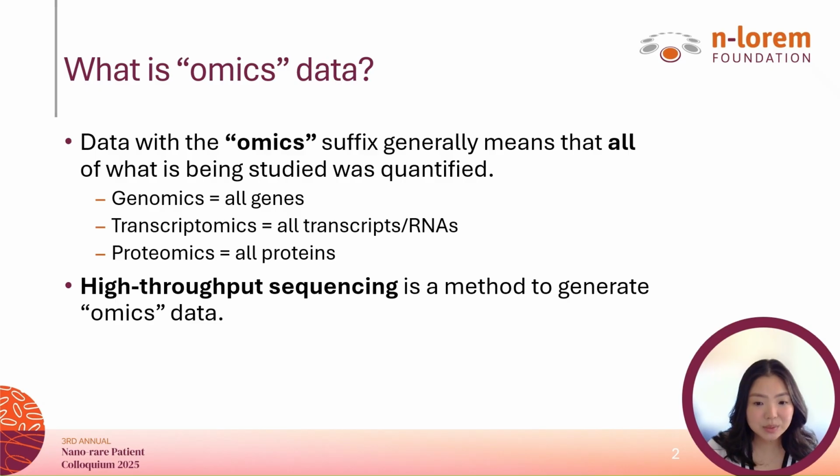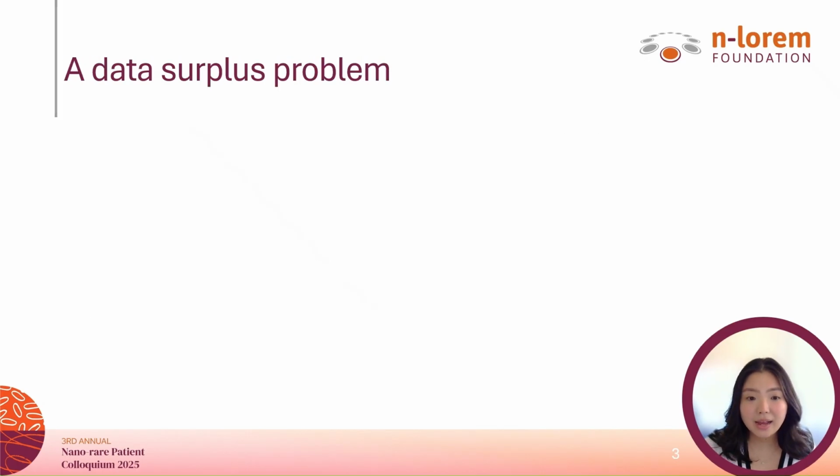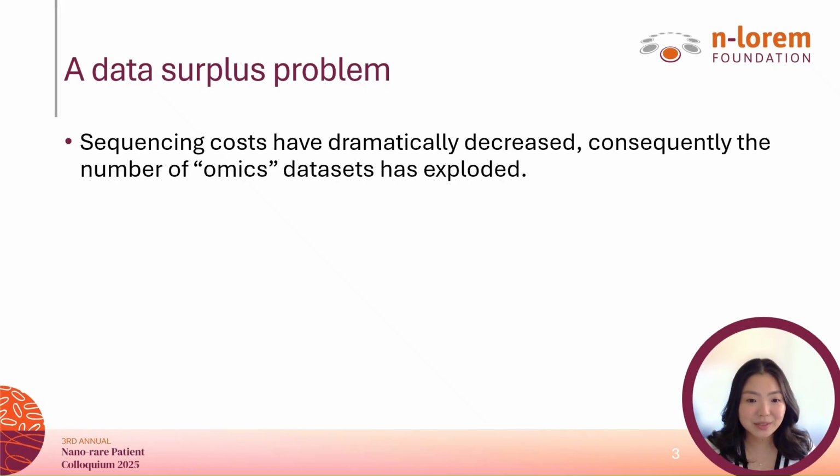And high-throughput sequencing is a method where we can actually generate this omics data. Very simply, high-throughput sequencing is a method where we obtain millions of different sequences all at once. Because researchers have made such great advancements in sequencing, the cost for sequencing has dramatically decreased, and consequently, the number of omics datasets has really exploded.